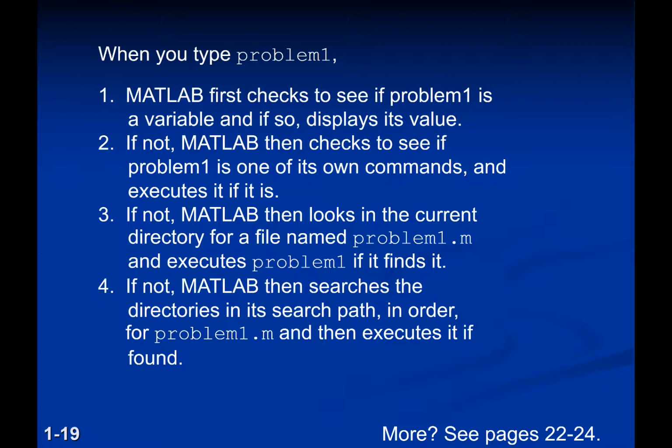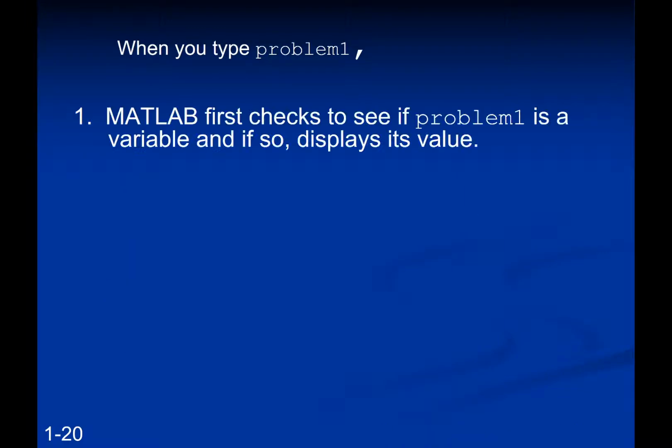Octave will run MATLAB files of any of the complexities that we'll run in this class. If not, it searches the directories in the path order looking for a .m file with that name, and if it finds it, it executes it. So that's what happens.